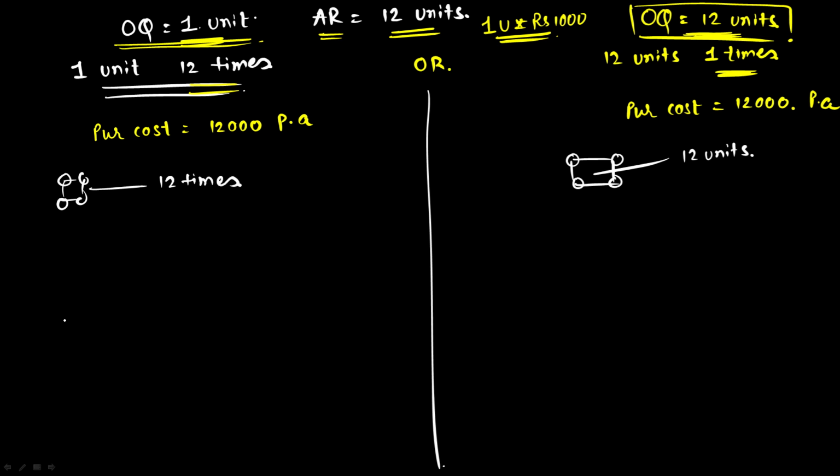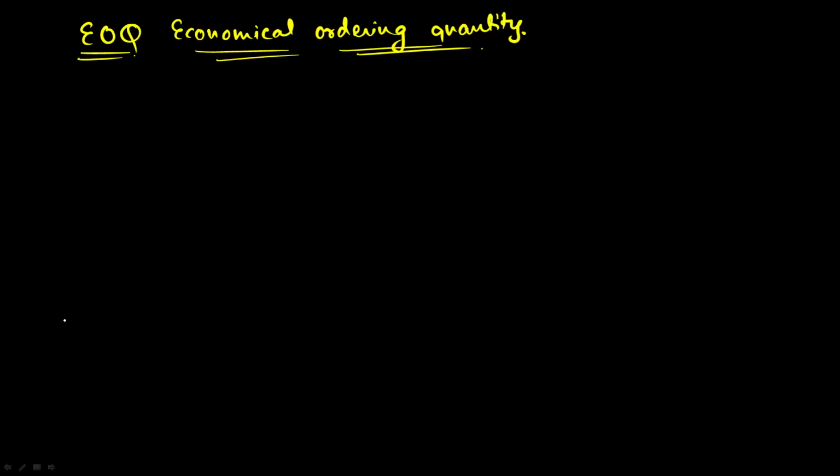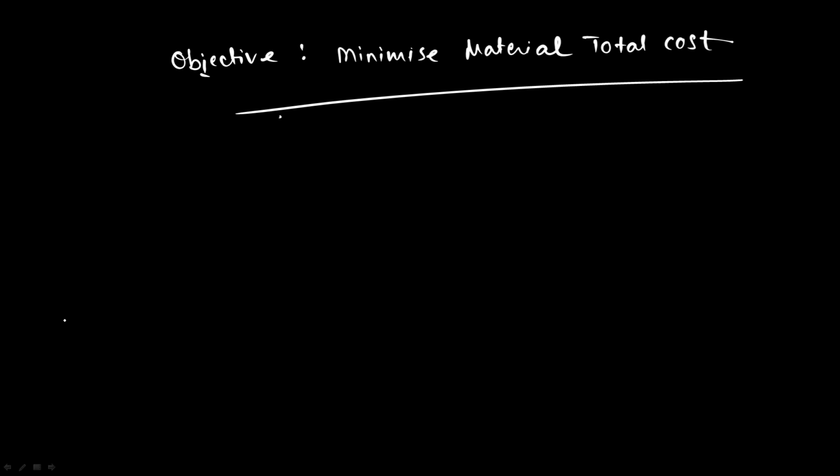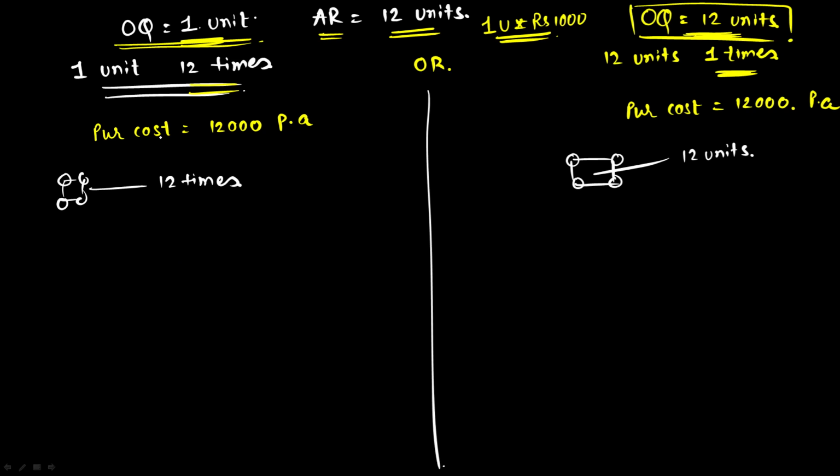Alright. What do you think? Which is a good idea? When you answer me, what should be your objective? To minimize material total cost. Now, I told you that your purchase cost is going to remain 12,000 per annum. So, you will have to minimize your transportation cost and carrying cost, right? Transportation, that is ordering cost, and carrying cost. Which do you think is a good idea?